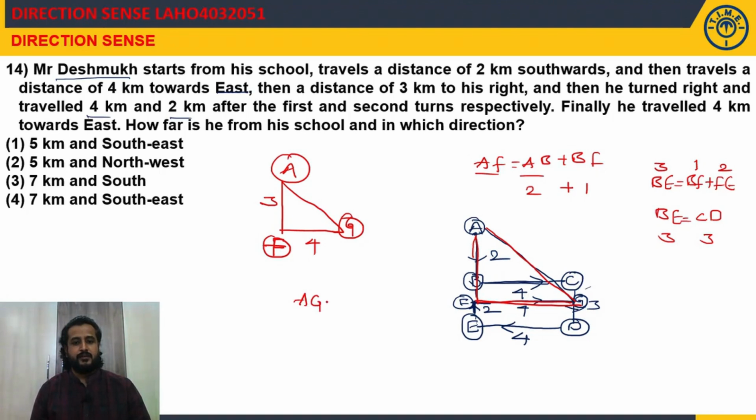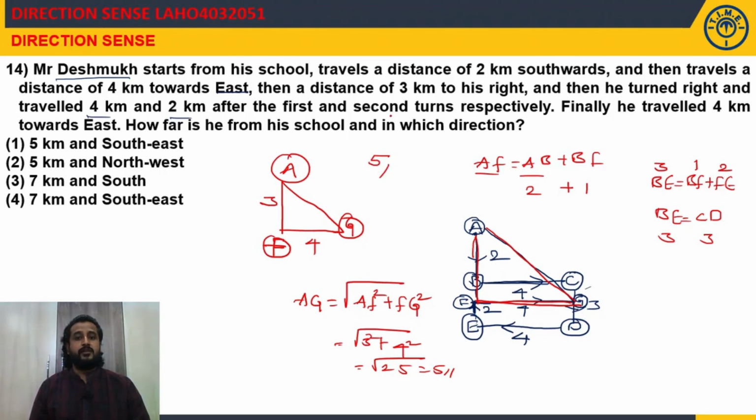So this is how we need to find out. AG is equal to under root of AF square plus FG square. What is AF? 3 square. What is FG? 4. So 9 plus 16, 25, which is exactly 5. So the distance is 5. We should also identify the direction. How far is he from school and in which direction? So it is a school. From the school he is in which direction?